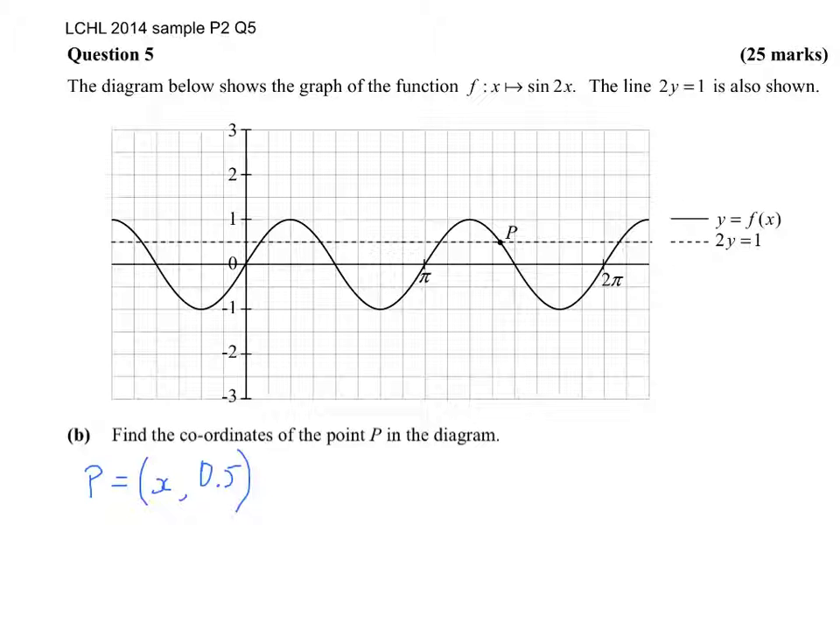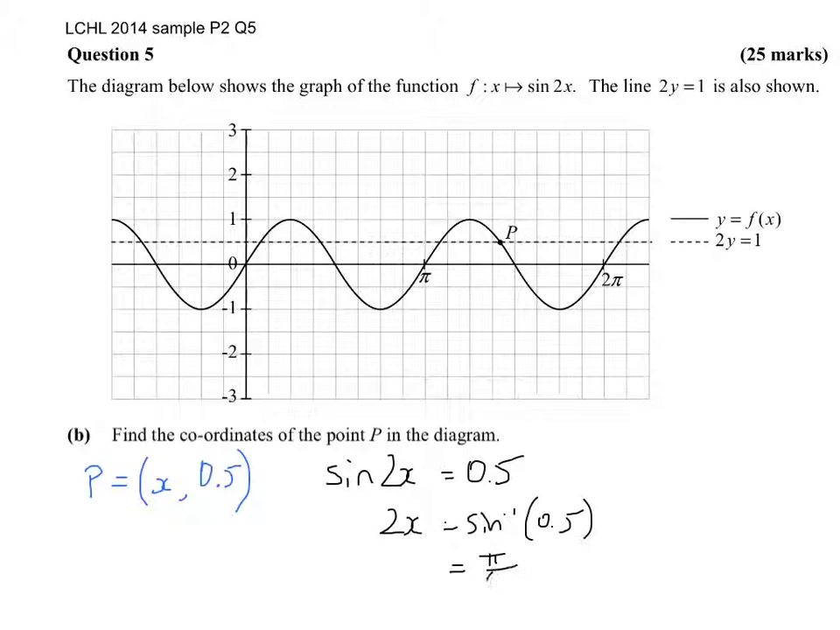The two functions are equal to each other. f of x is equal to y is a half. So we have a situation where sine of 2x is equal to 0.5. Performing the inverse sine of a half, we end up with a situation where 2x is equal to pi over 6, that's 30 degrees, and pi over 6 in radians.